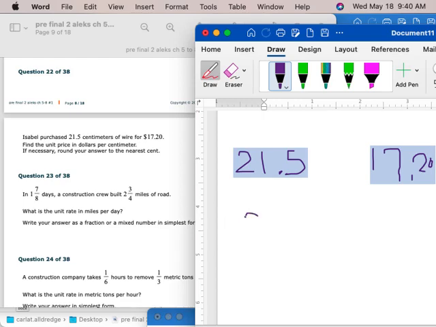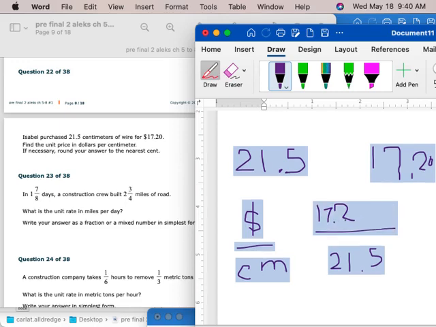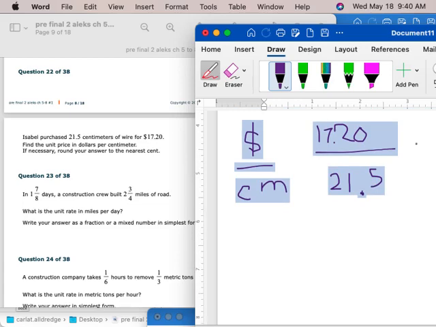So we want dollars per centimeter. So we're going to put it in this form. We have 21.5 centimeters on the bottom, and $17.20 on the top. So when we're doing a unit price of dollars per centimeter, what do we need to go to 1? Don't we need the bottom to go to 1? The denominator to go to 1. Okay? So we're going to divide.